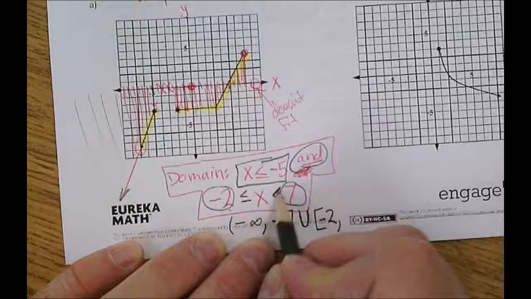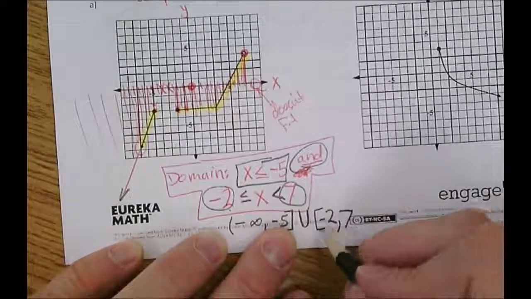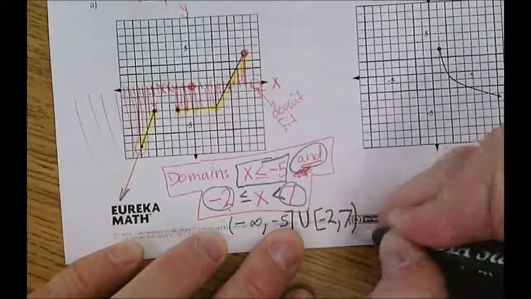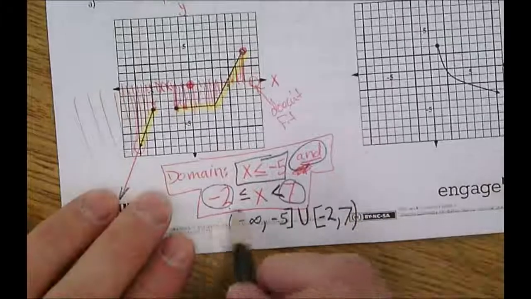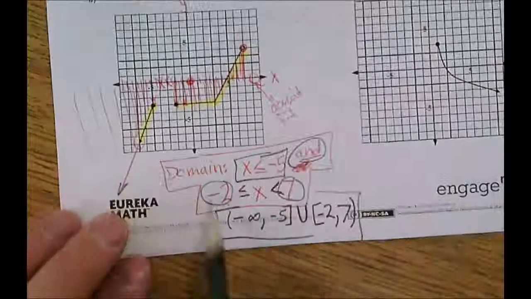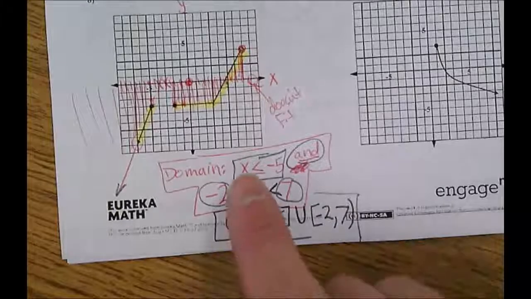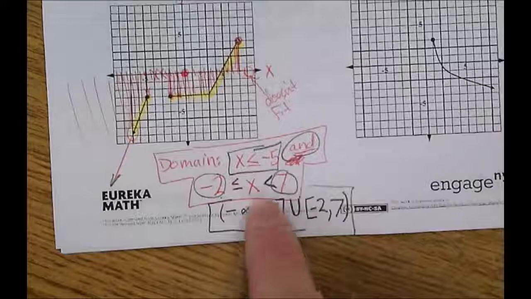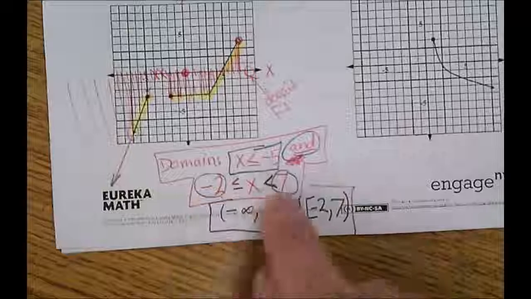But there's only the less than sign here. So when I write the 7 down, I'm not using a square bracket to close it. I'm going to use a parenthesis. The parenthesis means like just barely but not quite touching. This is our notation for interval notation. And here's our domain. Once again, in words, the domain is all x values less than or equal to -5 and all x values between or greater than or equal to -2 and less than 7.